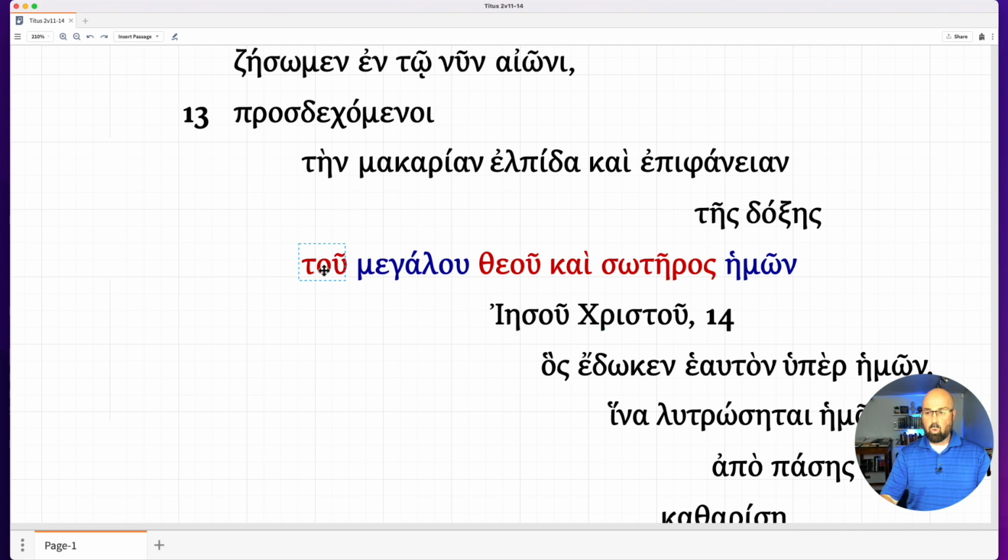Let me just quickly walk through here. You can see I've got the red to highlight the Granville Sharp rule. The blue here, these two are just modifiers. So megalo is great God, and hamon is our Savior. Okay, so then we have this Jesus Christ underneath here, right? And the idea of this is what's called apposition. So it's standing in the place to identify who the previous clause talks about.